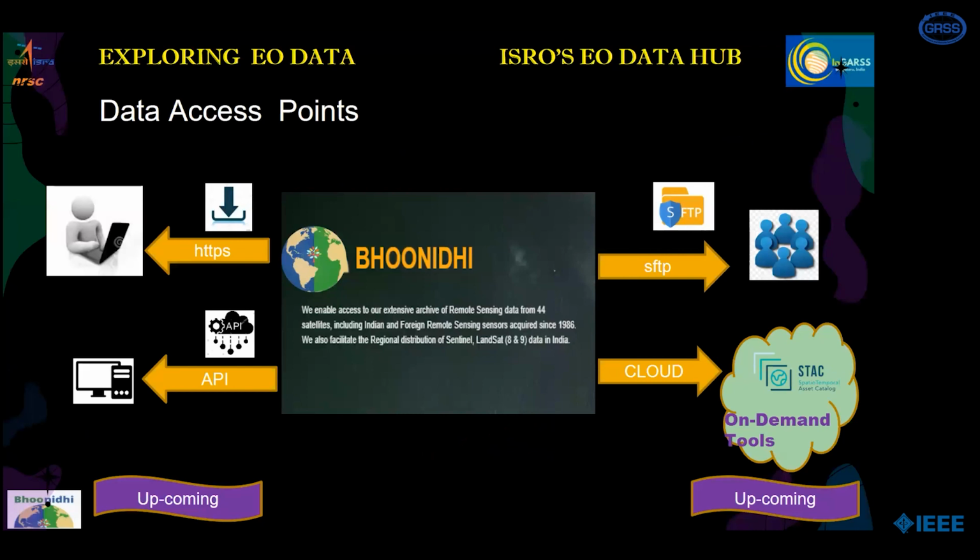The different access points that we are providing through the portal are through HTTPS, which is through a GUI. You select the search criteria, and after selection, the data download or ordering happens. So one of the access points is through HTTPS. Another access point for data is through FTP, where bulk products are downloaded, or even for scatterometer, we put a few of the data sets in FTP mode.